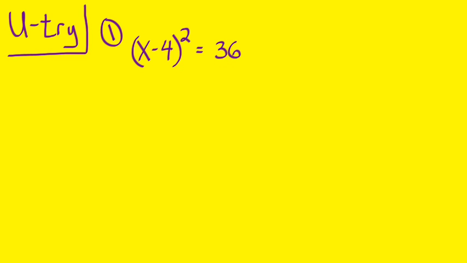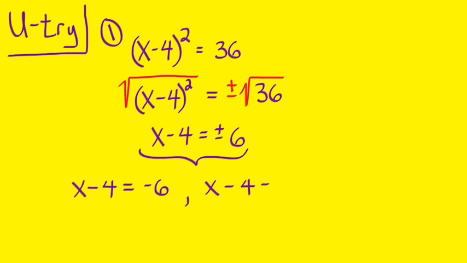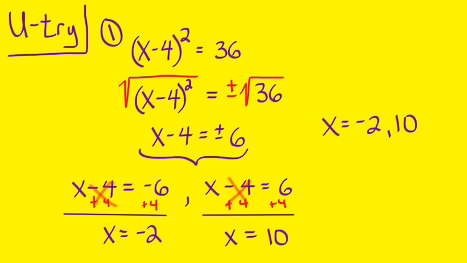Let's go ahead and have you guys try this and see how you're doing on it. Okay, let's check it. So I square root to solve, and then I add 4 to both positive 6 and negative 6, getting negative 2 and 10.